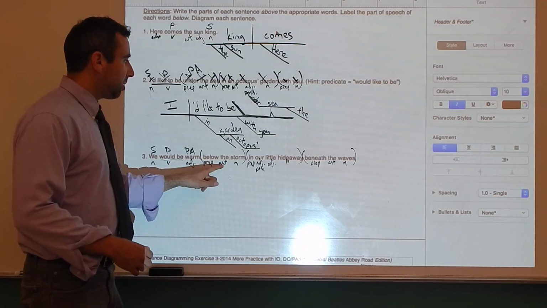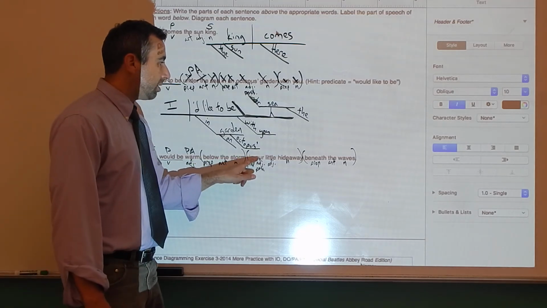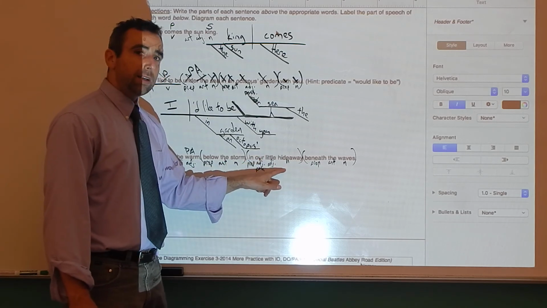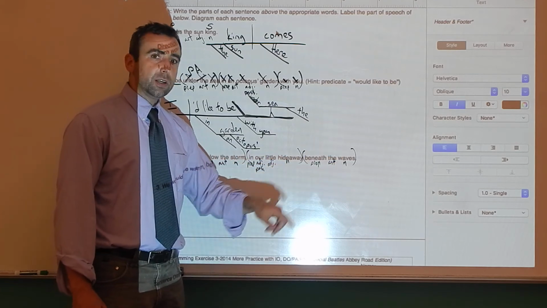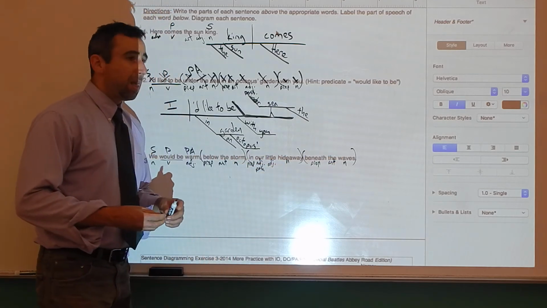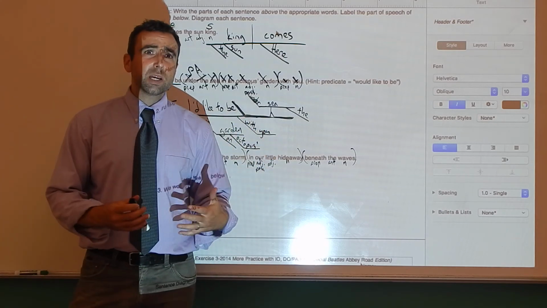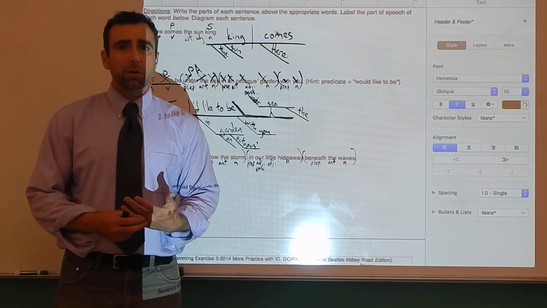Below is a preposition, the is an article, storm is a noun, in is a preposition, our is an adjective, talking about the hideaway, it's a possessive. Little is an adjective, hideaway is a noun. Beneath is a preposition, the is an article, and waves is a noun. Time to diagram. By the way, I really hope that you did all this work, including the diagram beforehand, because you really need to practice this independently. And this is a good opportunity for you to do that.